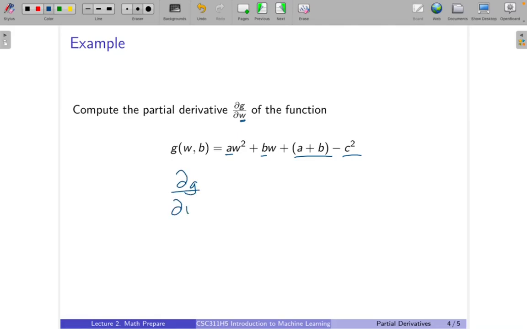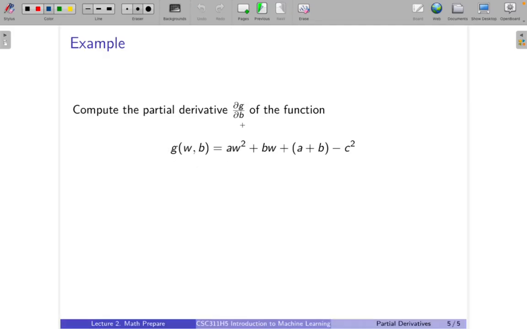So the partial derivative of g with respect to w is, well, I see a w squared here, so I need to use the power rule. I see b times w here, so I'm going to write b, and all the other constants do not change when w changes. So here's our partial derivative.